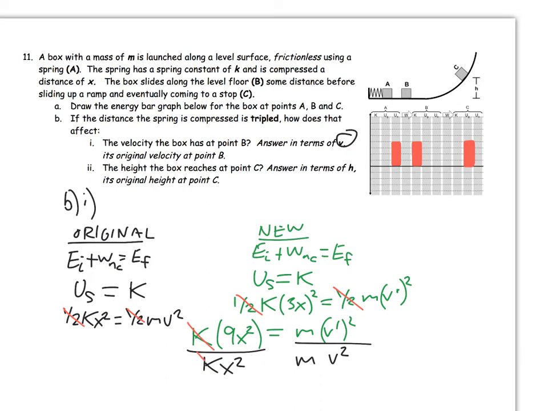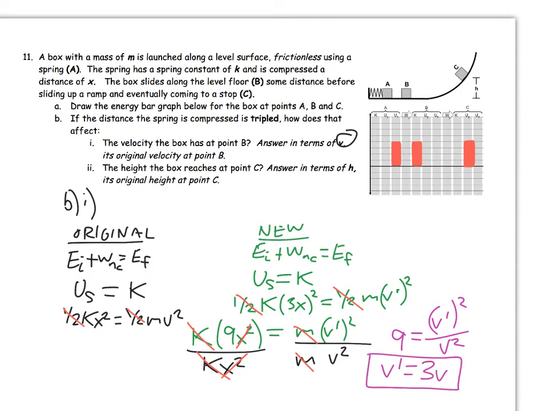The k's go away, the m's go away, the x's go away, and what I'm left with here is 9 is equal to v prime squared over v squared. When I solve for v prime, I get that v prime is equal to 3v. All right, just multiplying both sides by v squared and then taking the square root. So our new velocity is going to be 3 times as much as our original.